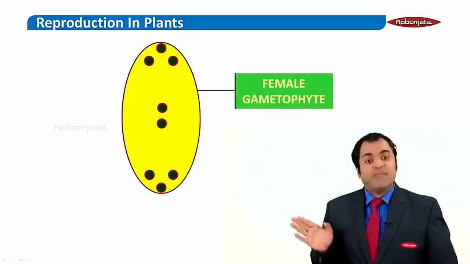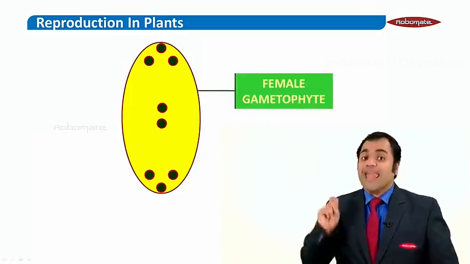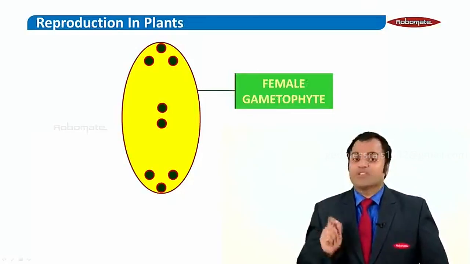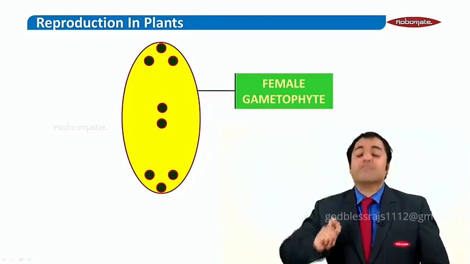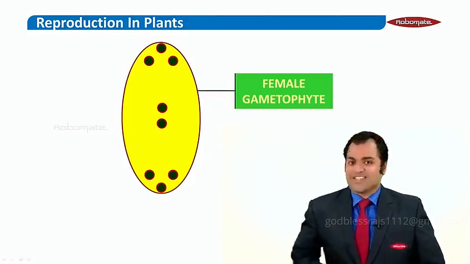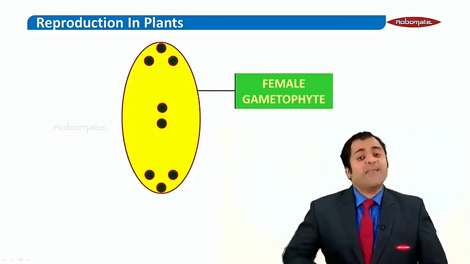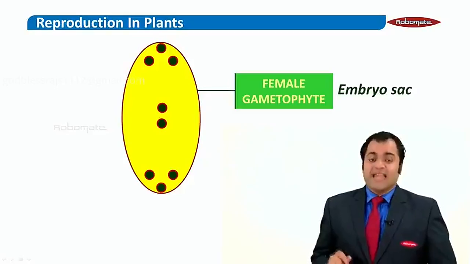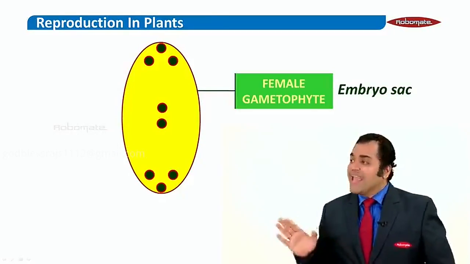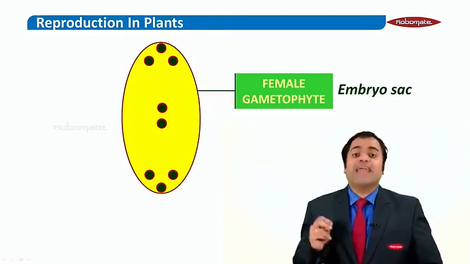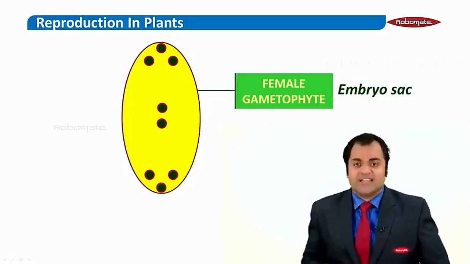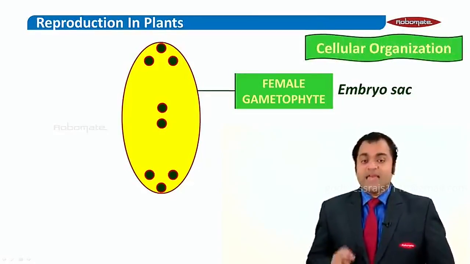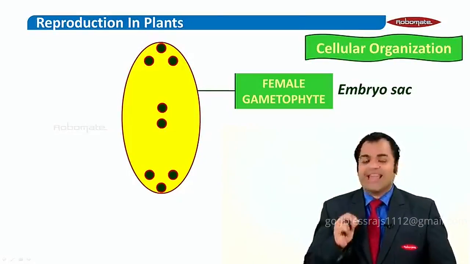Remember, this female gametophyte basically has 8 nuclei. And these 8 nuclei were formed because of 3 successive free nuclear mitotic divisions. The female gametophyte is also called the embryo sac. Now let us see how these 8 nuclei ultimately end up giving you 7 cells in its cellular organization. Let's understand, let's look and let's learn.